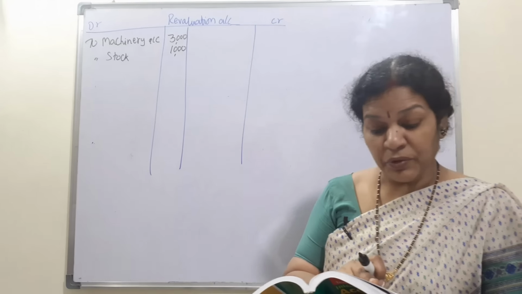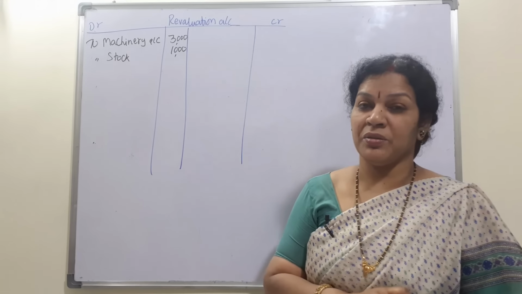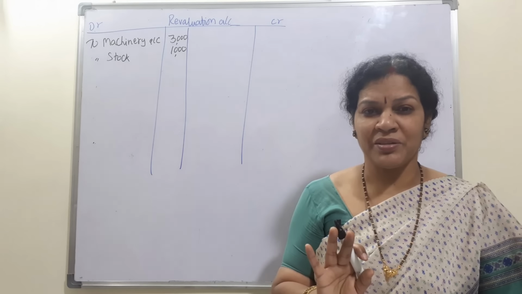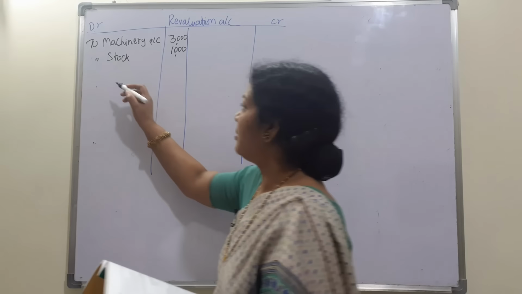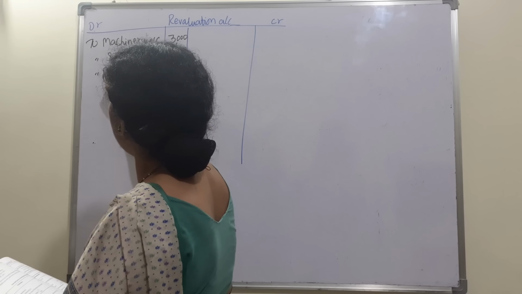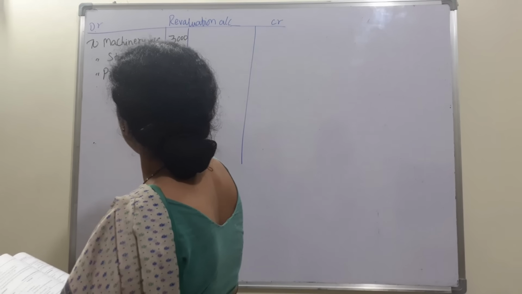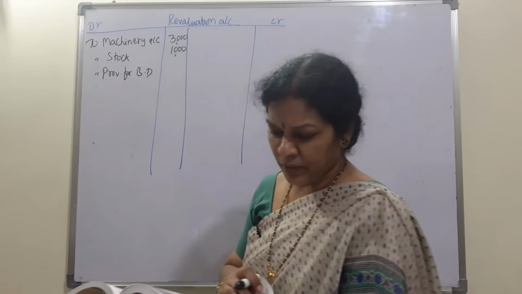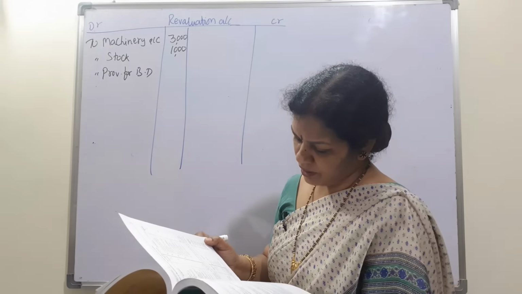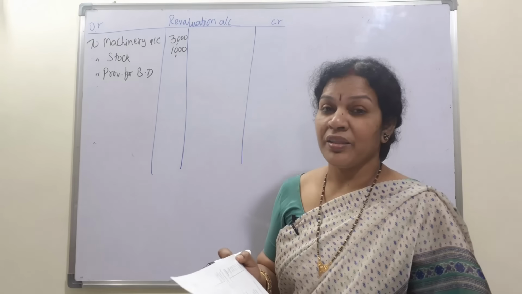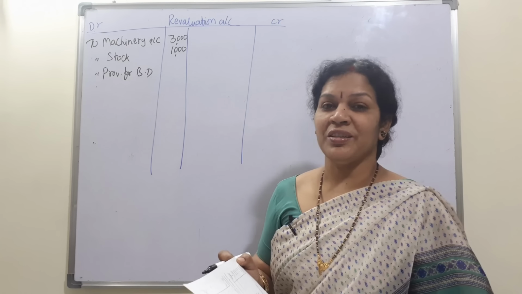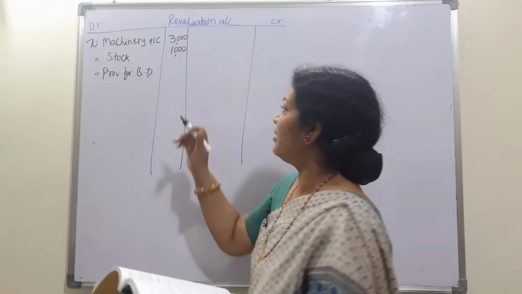Next, create provision for bad debts 5%. Provision for bad debts is always a loss, so we write it on the debit side. Provision for bad debts. BD means bad debts. So how much is it? 5% on debtors. Debtors value is 30,000. 10% is 3,000, so 5% is 1,500.